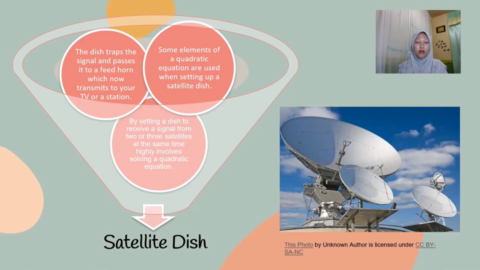Next I will explain more about why quadratic functions are also applied in satellite dishes. Some elements of a quadratic equation are used when setting up a satellite dish. This is because it involves setting up certain angles so that it can pick up signal effectively. Then the dish traps the signal and passes it to a feed horn, which transmits it to your TV or a station. Hence, setting a dish to receive a signal from 2 or 3 satellites at the same time highly involves solving a quadratic equation. That's why quadratic functions are very important in the concept of satellite dishes.